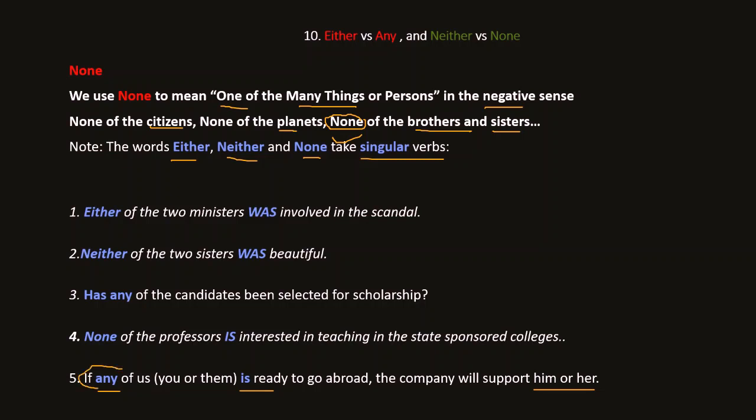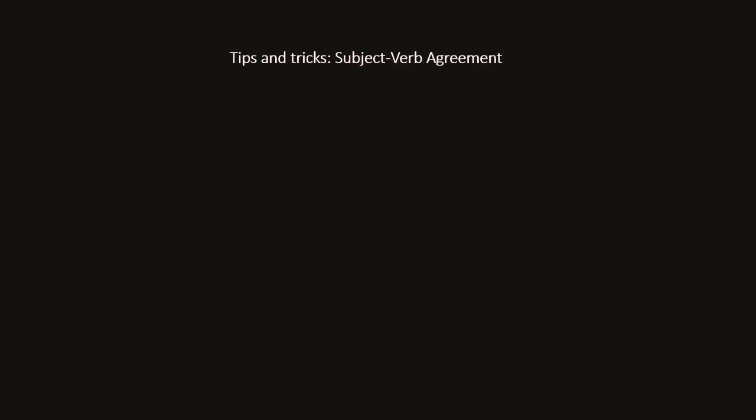Please glance over the tips and tricks for subject-verb agreement. The first trick is nouns that are part of a modifier cannot be the subjects.